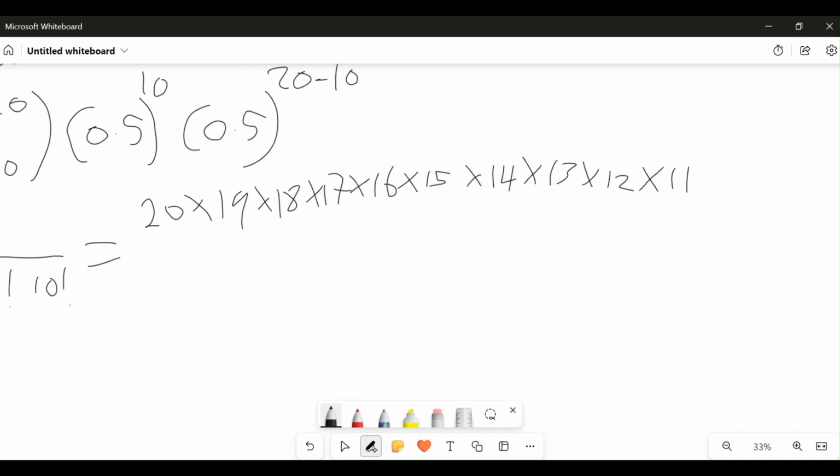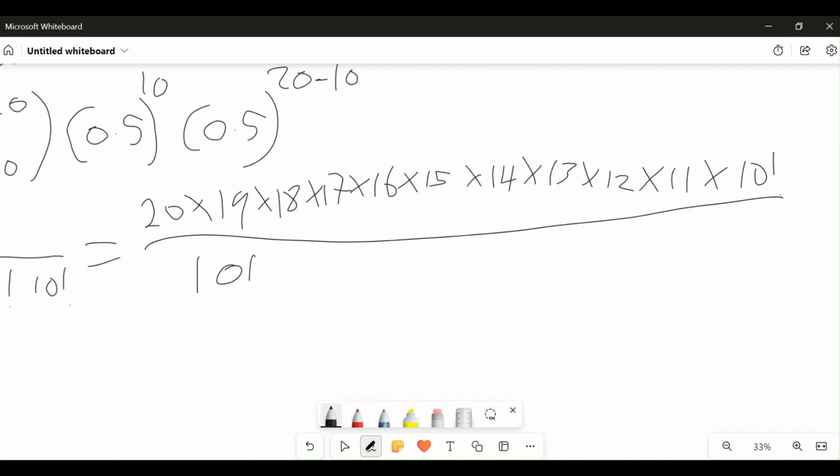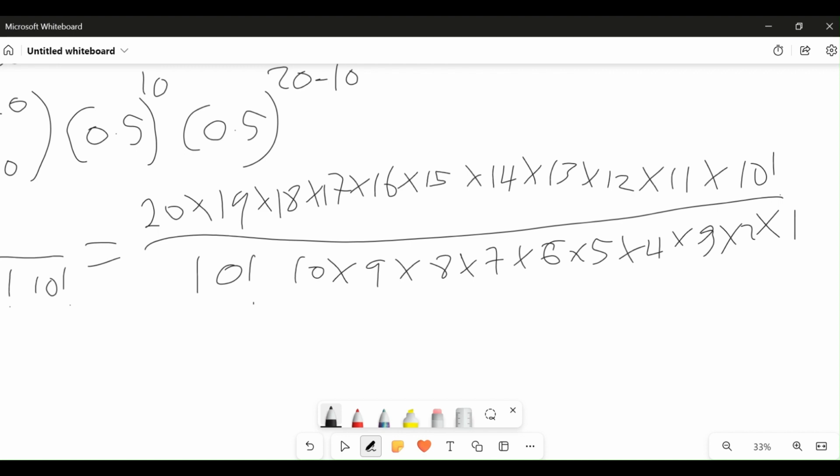times 11 times 10 factorial, all divided by 20 minus 10, that would be 10 factorial, times the other 10 factorial, that would be 10 times 9 times 8 times 7 times 6 times 5 times 4 times 3 times 2 times 1. So this 10 factorial, we cancel this 10 factorial. So all you are left with is what you do with your calculator. You find the product of 20.